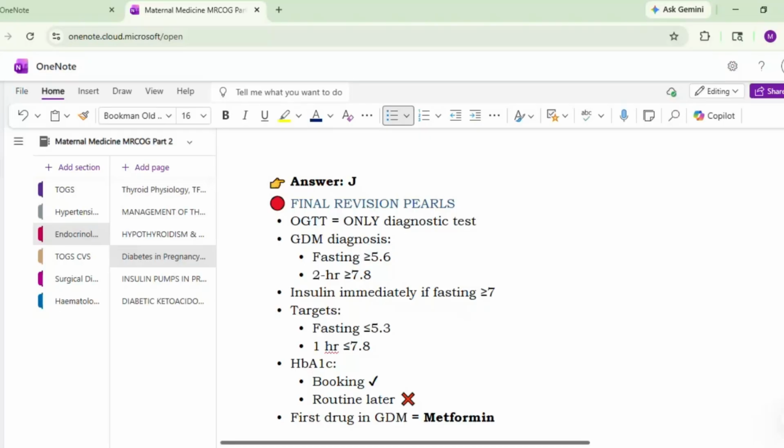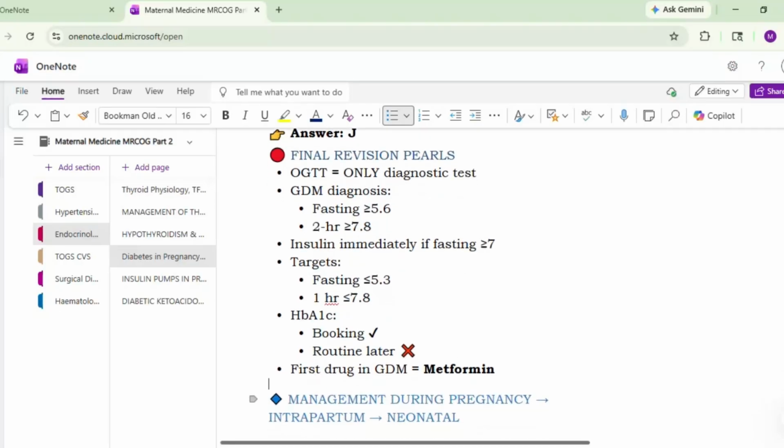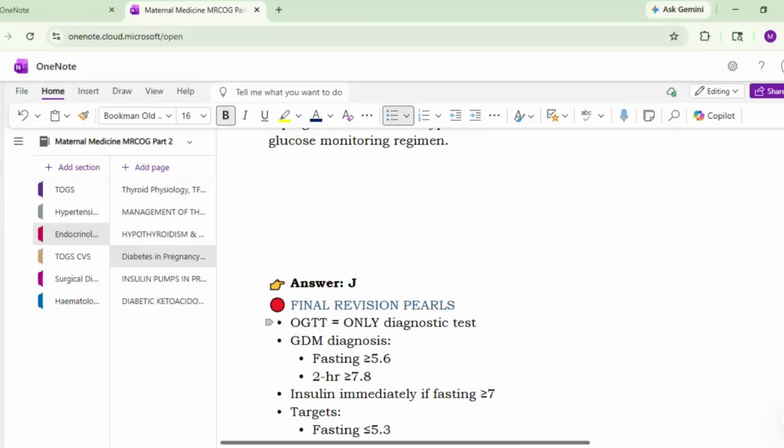HbA1c will be done at booking and routinely it is not required after that. First drug in GDM is metformin. So this finishes the topic of diabetes in pregnancy, NICE guideline. Thank you.